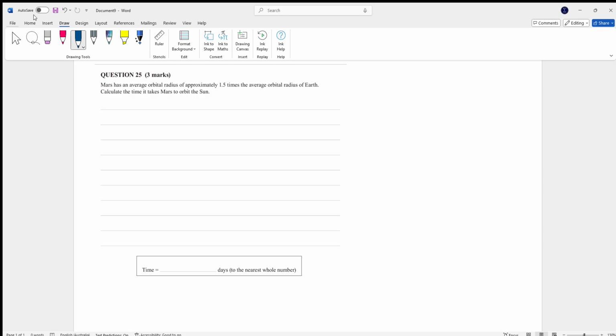But otherwise, let's just get straight into question 25. Mars has an average orbital radius of approximately 1.5 times the average orbital radius of the Earth. Calculate the time it takes Mars to orbit the Sun.